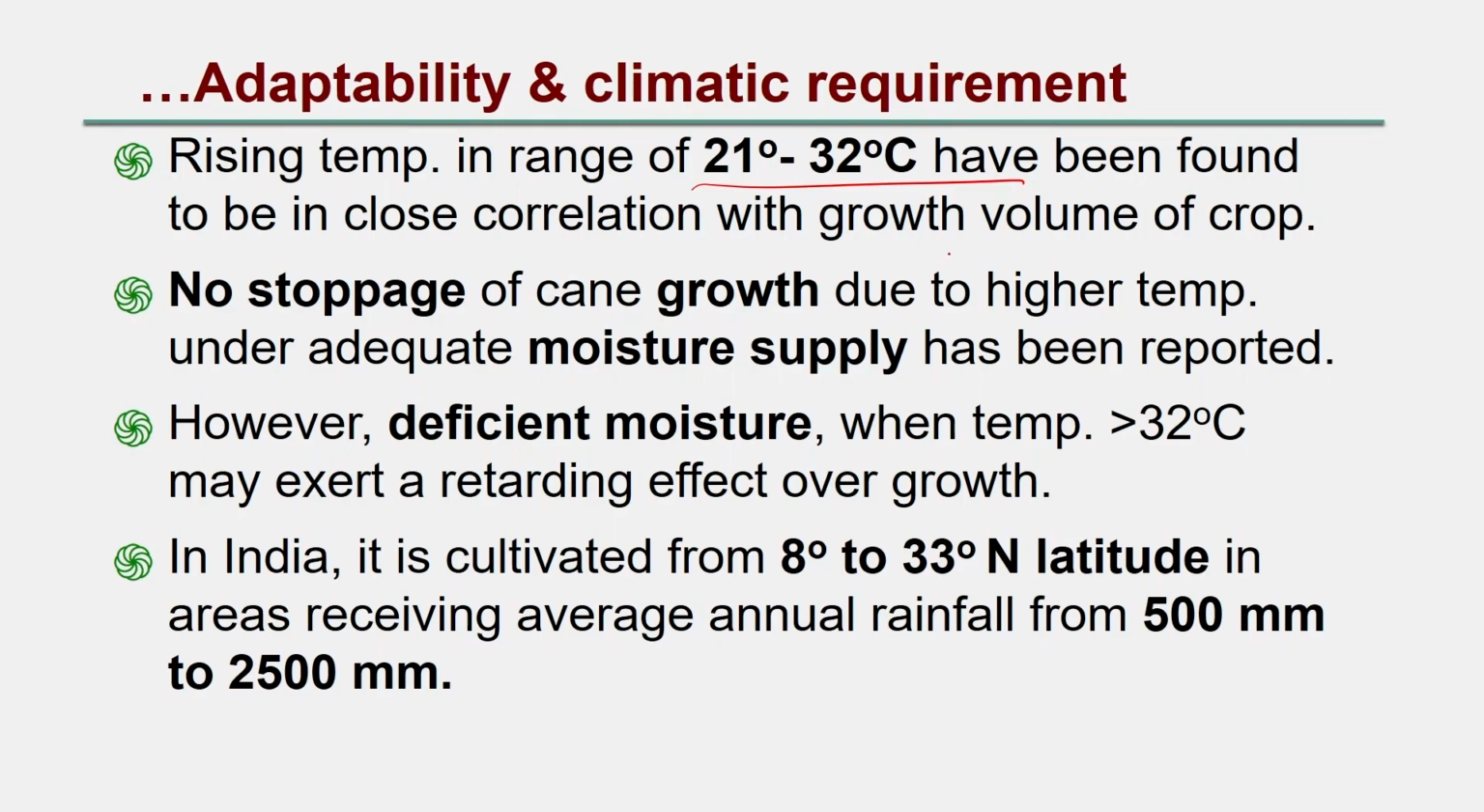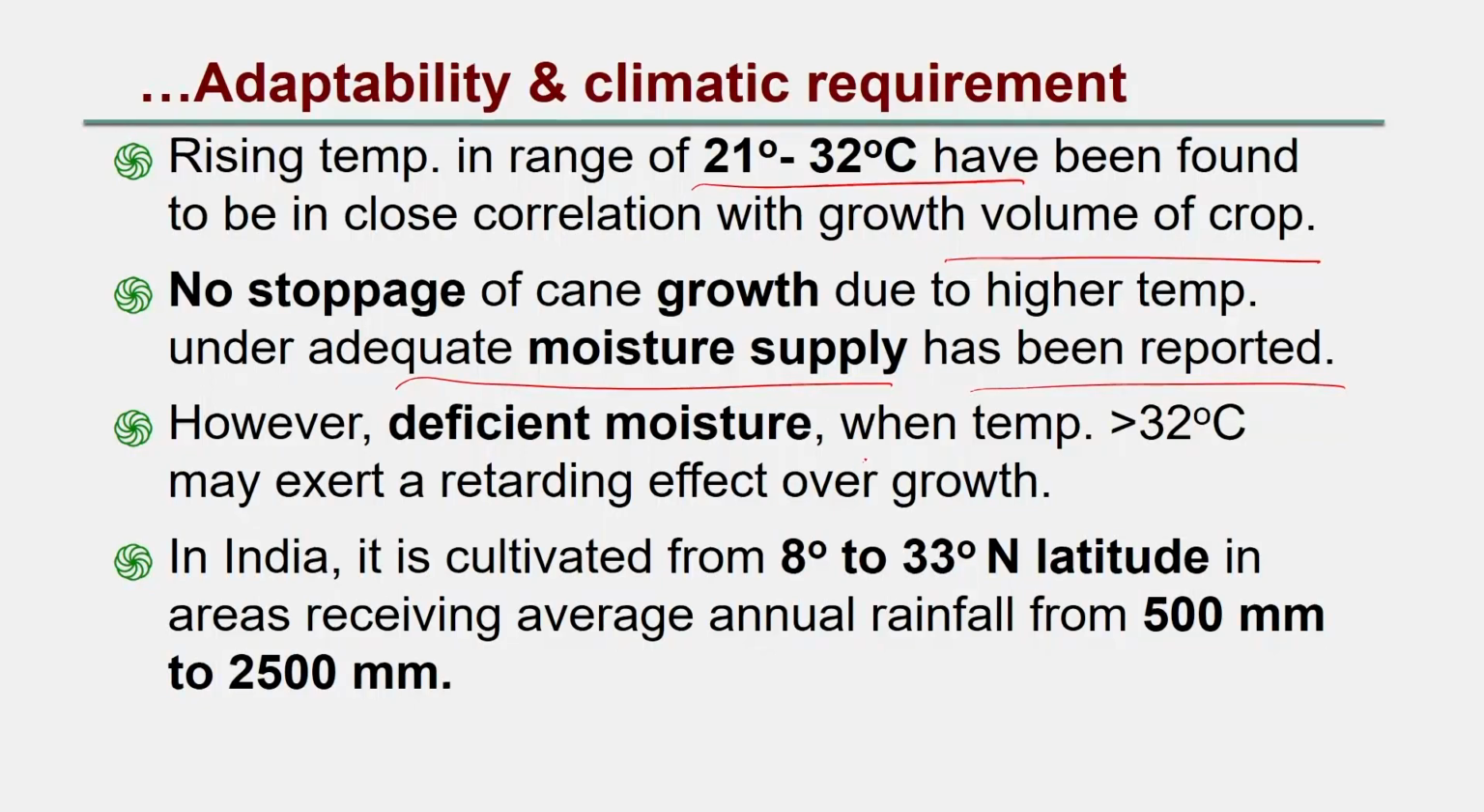No stoppage of cane growth due to higher temperature under adequate moisture supply has been reported. Means you can have a higher temperature, but at the same time if you supply moisture, then its growth is good. However, deficient moisture when temperature goes beyond 32 degree centigrade may exert a retarding effect on growth. So, temperature has to be accompanied by right soil moisture.